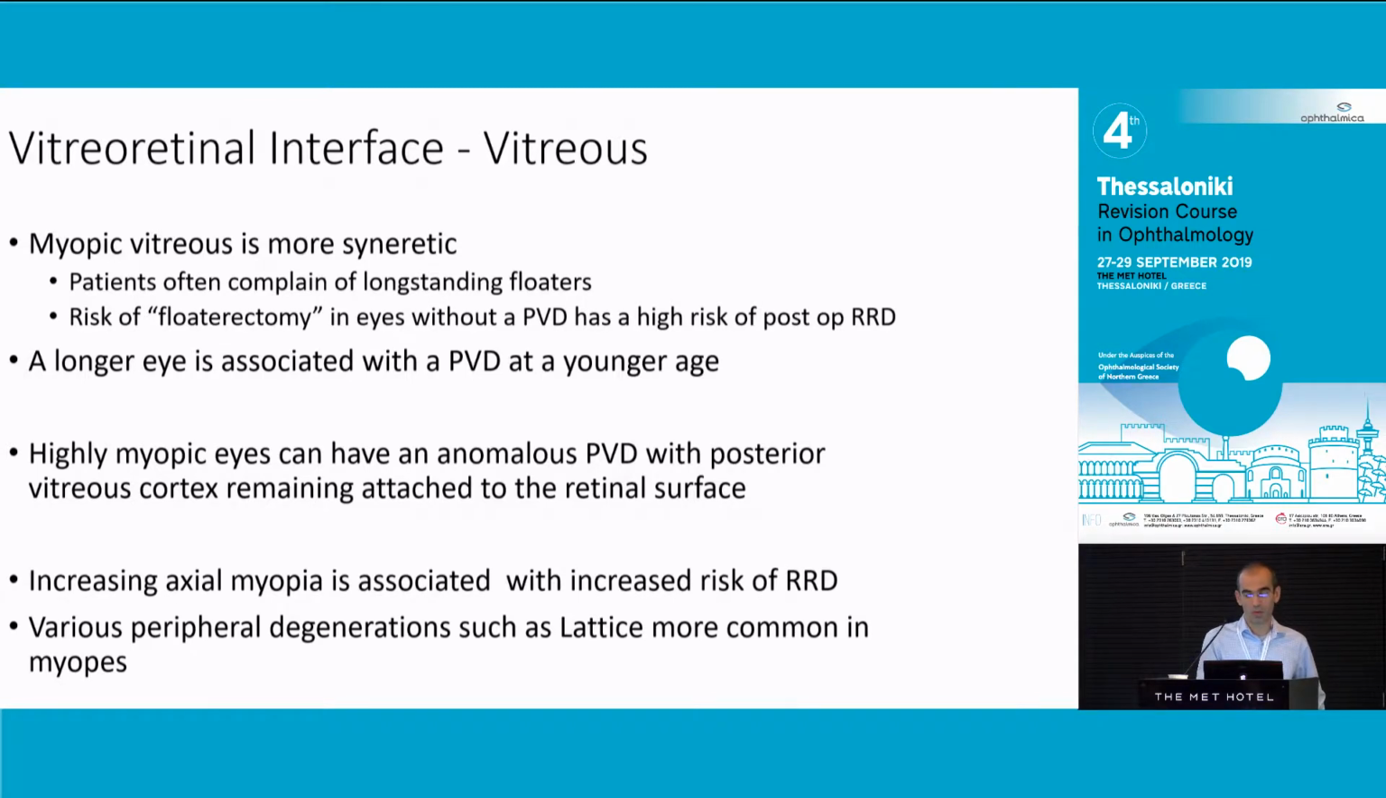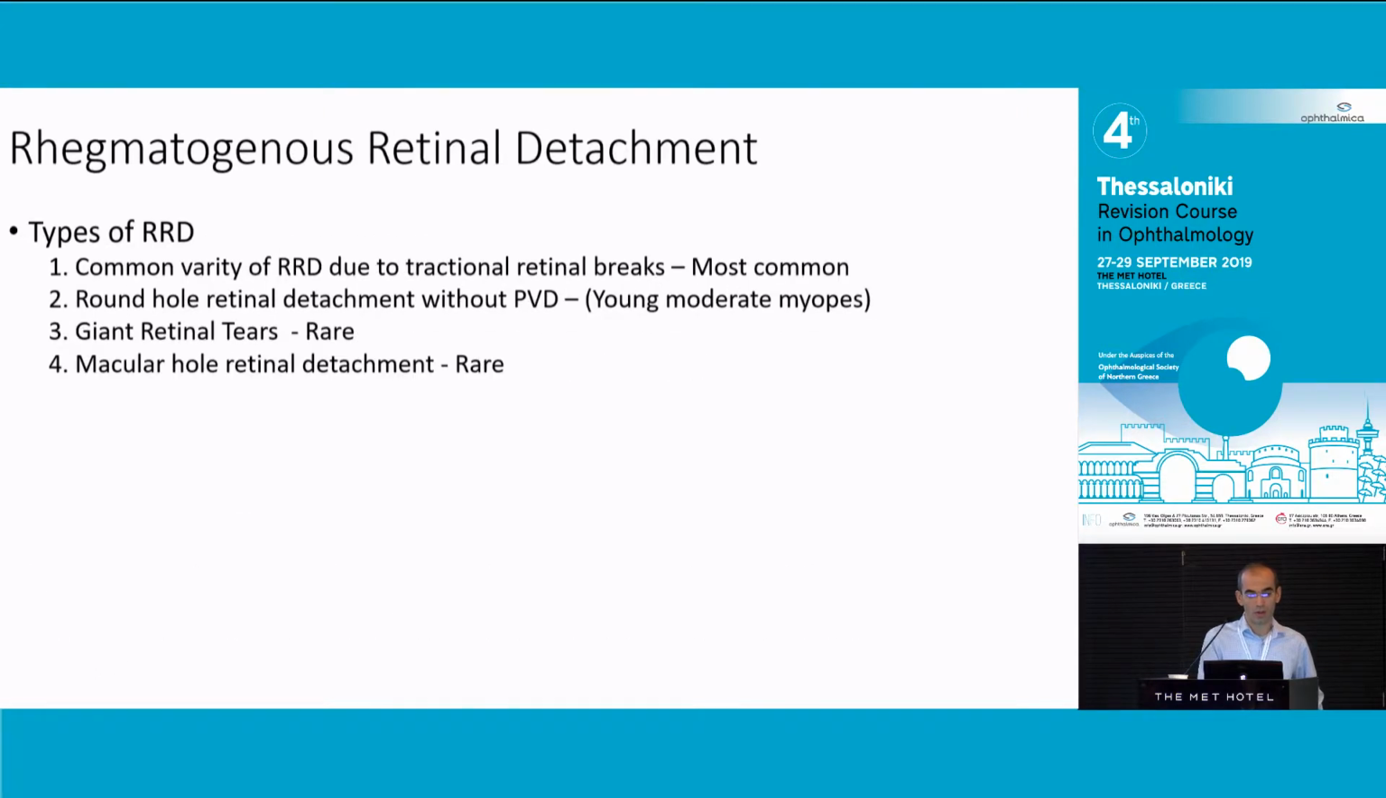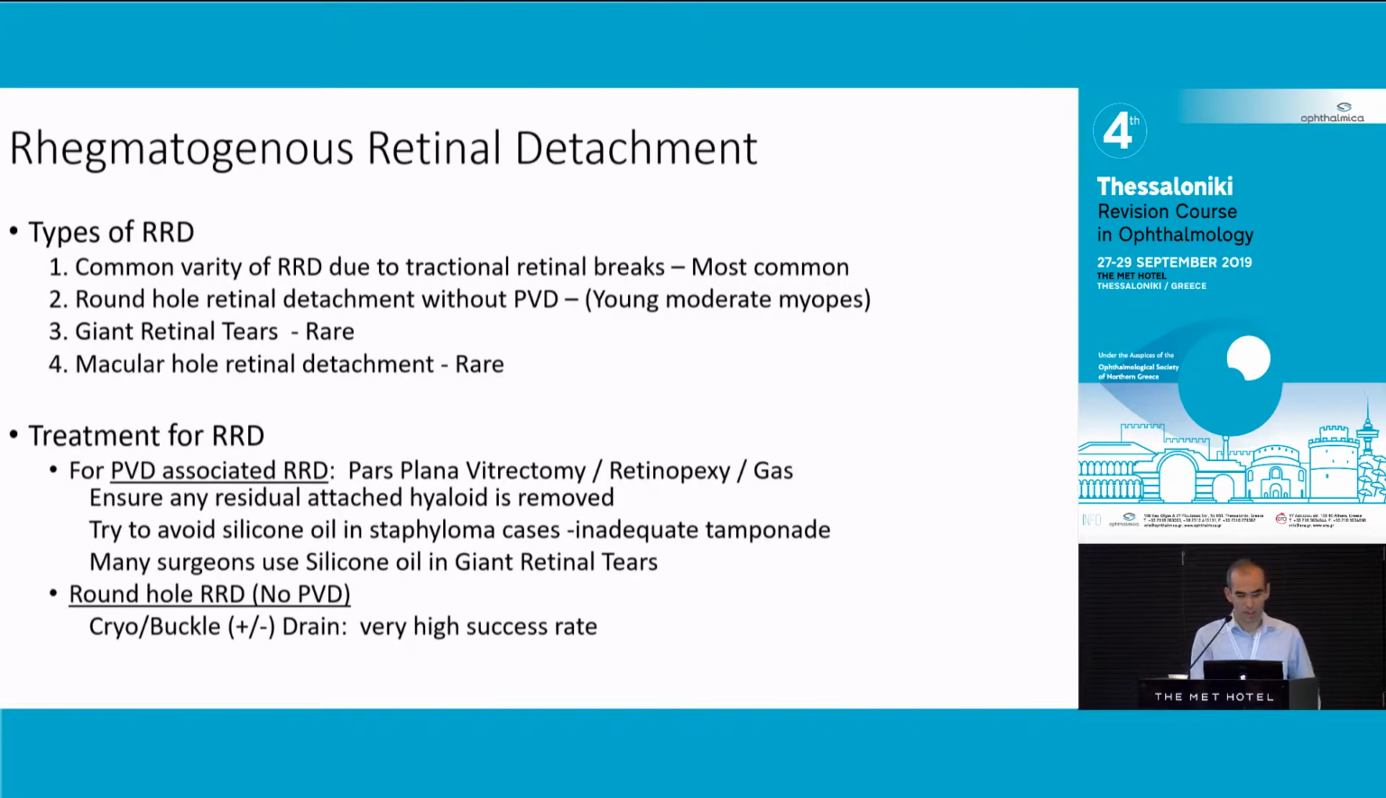Increasing myopia is associated with increased risk of retinal detachment and various peripheral degenerations. They do get common detachments with tractional breaks. The not so myopic patients can get round hole detachments without a PVD. You do get giant tears and macular hole retinal detachments. I know this is a medical retina talk, so I'll be quick. We do vitrectomies for PVD detachments, buckles for non-PVD detachments, and those do reasonably well. We try and avoid silicone oil in staphyloma eyes because you don't get a good tamponade.